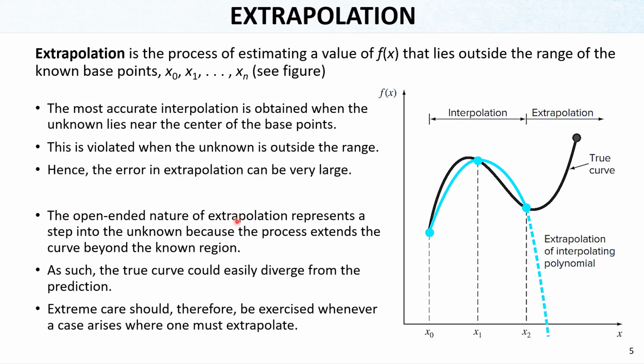And the open-ended nature of extrapolation represents a step into the unknown because the process extends the curve beyond the known region. So it represents the region you can see here, which is beyond the known region. The known region is here. As such, the true curve could easily diverge from the prediction. As you can see here, it's diverging too much. Extreme care should therefore be exercised whenever one must extrapolate. If you need extrapolation, just be careful. It's not recommended, but if you need to, be careful.